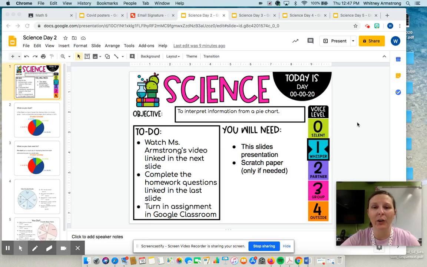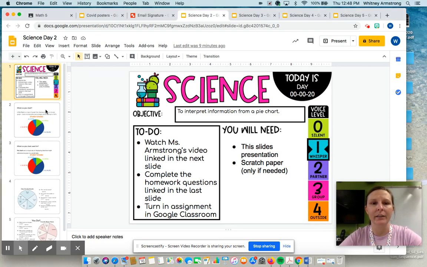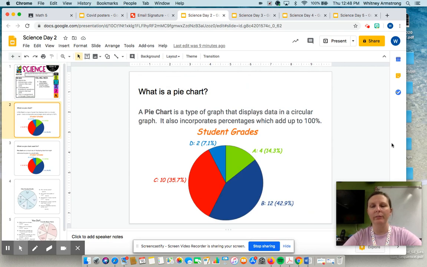All right, hey guys, so we're going to look at another type of graph or chart today. We're going to look at pie charts today. If you think about a pie, when you go to eat a pie, it's a slice of pie. So that's pretty much what we're going to be looking at, different slices of pie. So let's start with what exactly is a pie chart.